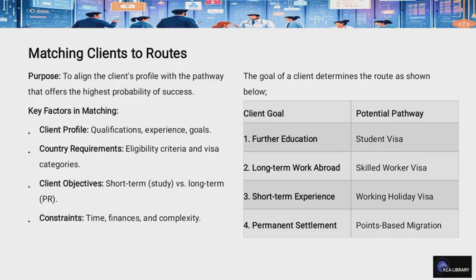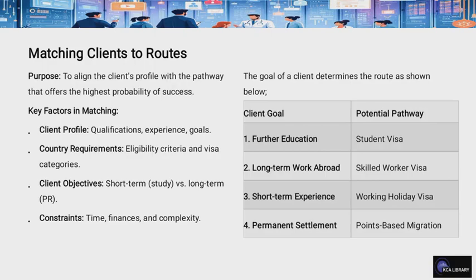Now, matching clients to routes, as per which way they are to go. The purpose of matching is to align the client profile with the pathway that offers the highest probability of success. Key factors of matching include the client profile, which includes qualification, experience, and goal. Another is country requirements, which are the eligibility criteria and visa category. Another is client objectives, which is short-term study versus long-term. And the last one is constraints, which covers time, finances, and complexity.